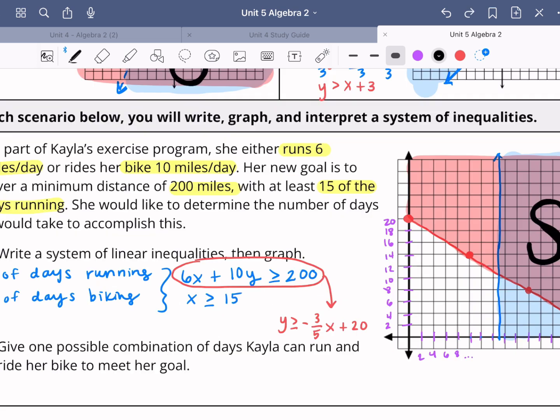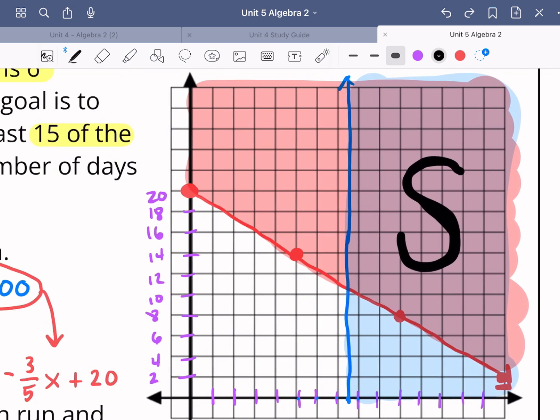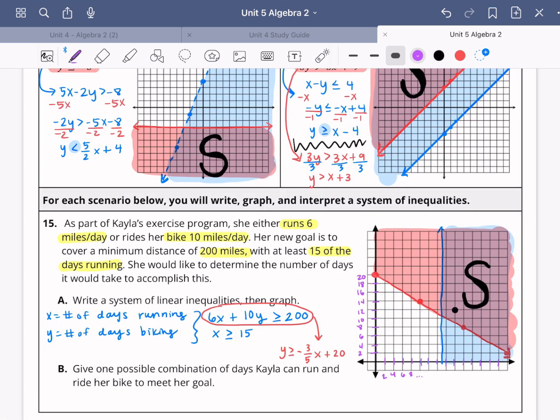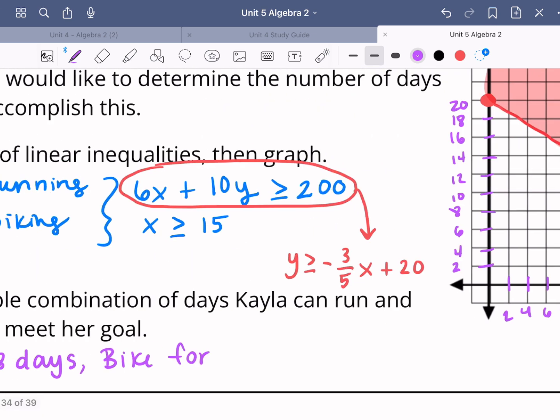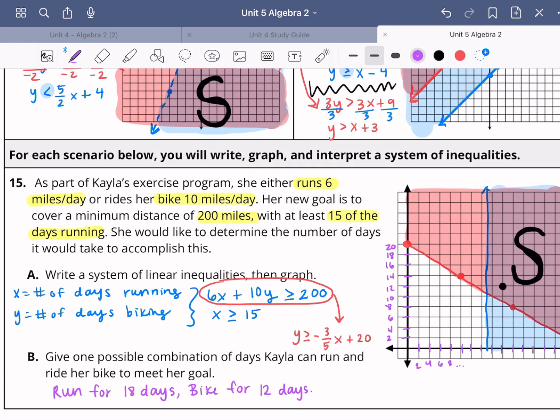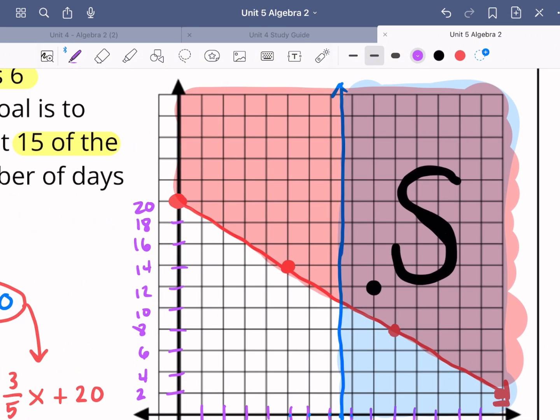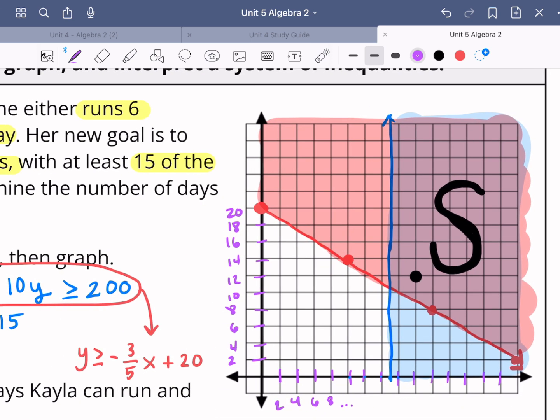This region represents possible combinations of running and biking she could do that would satisfy both goals. One possible combination that she could run and bike to meet her goal would be anything from this region, but I'm just going to pick this point here. So one option would be for her to run for 18 days and then bike for whatever that y value was. It was 12. Anything in this overlapped shaded area would be a possible combination, but I chose 18, 12.